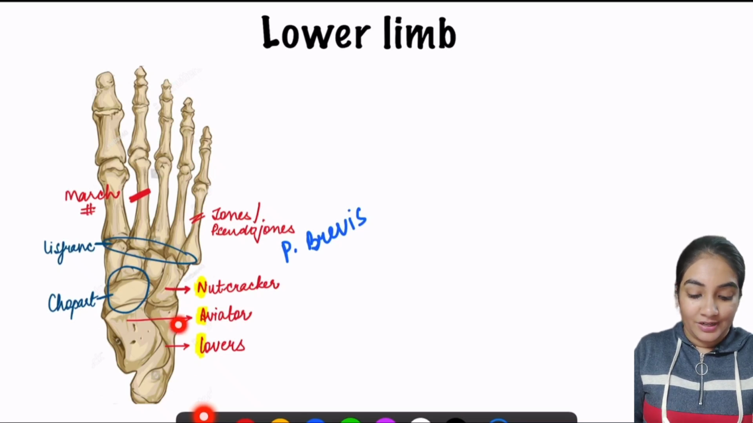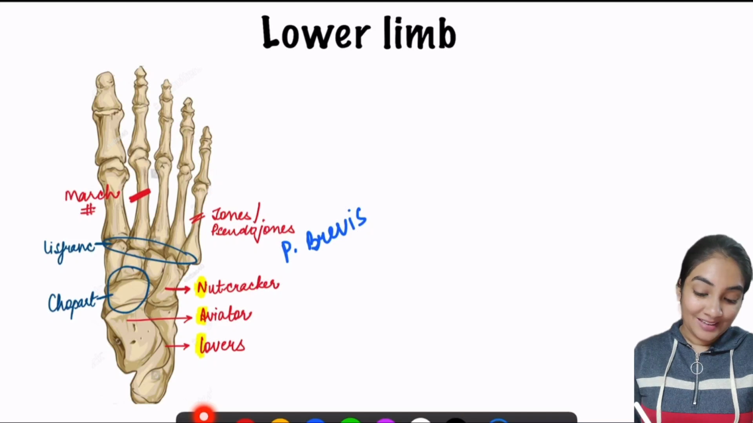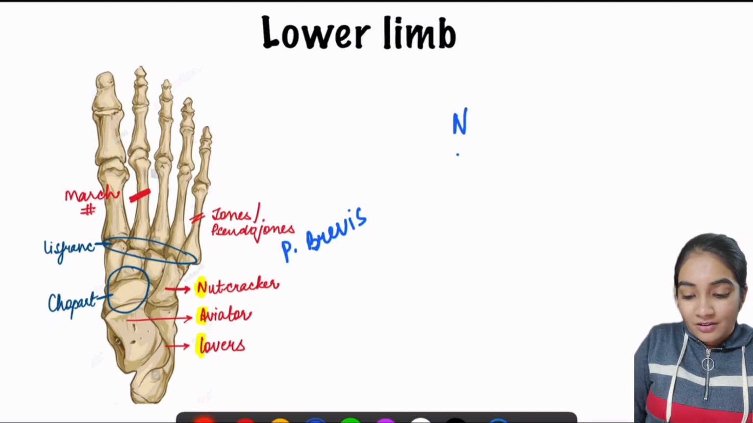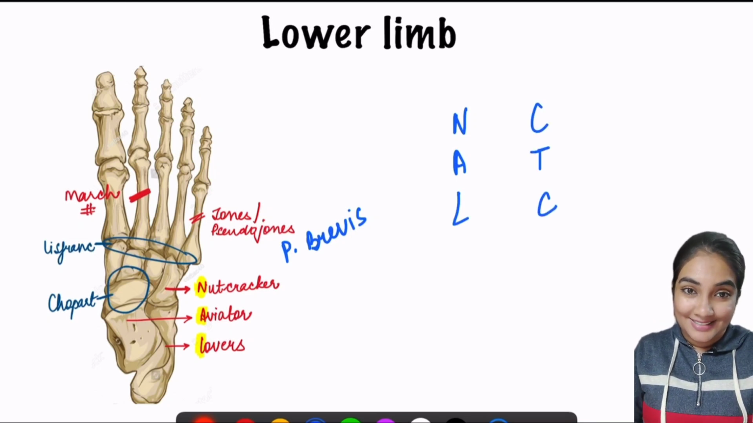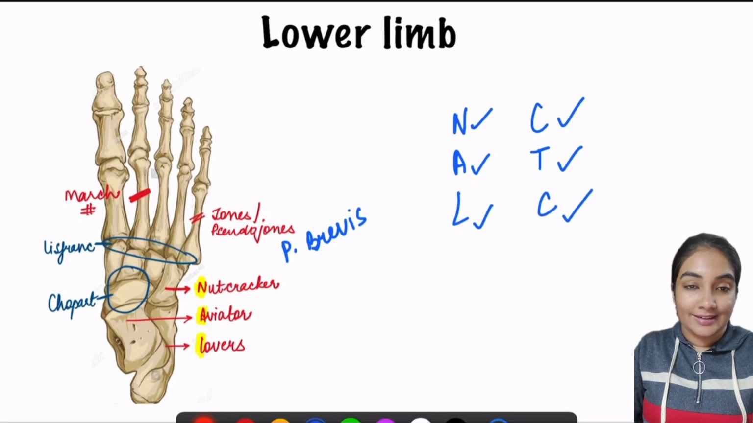Last, the nutcracker fractures. I have always confused these and I still don't have any way of remembering this. So if you do, please go and comment below. It will be really, really helpful. How I remembered this was a very stupid mnemonic. Null CTC. It doesn't even mean anything. Null CTC is basically how I remembered nutcracker aviator lovers, and these are fractures of your cuboid, talus and calcaneum.